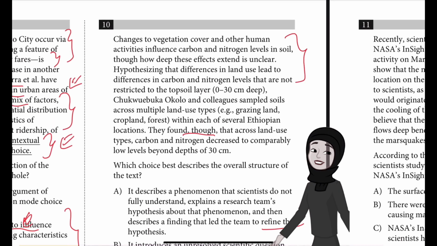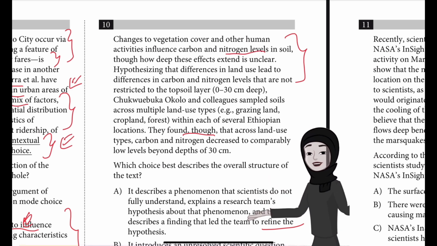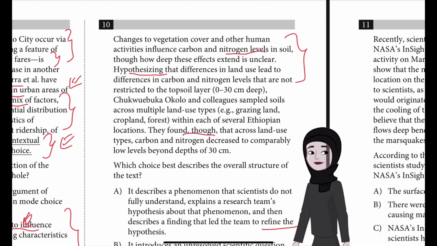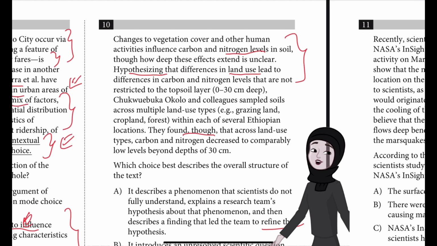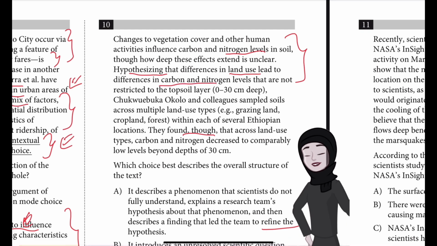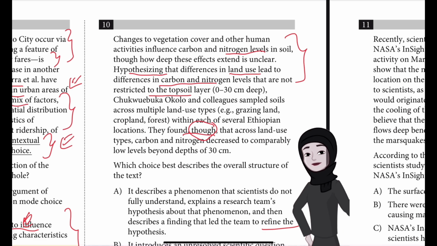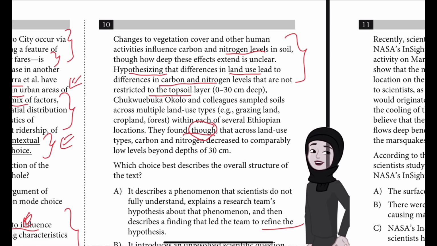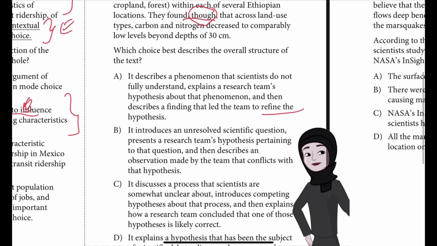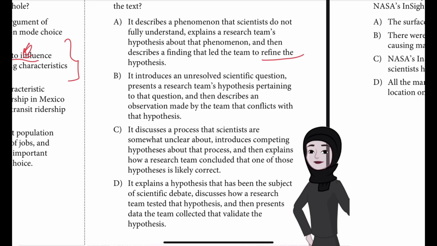So you can see that in the first part, changes to vegetation cover and other human activities influence carbon and nitrogen level. That part is said. And then hypothesizing that differences in land use. So if there is any difference in land use, that leads to differences in carbon and nitrogen levels that are not restricted to the topsoil layer, that is between 0 to 30 cm deep. But when they tested, they found though. So this is the something which they expected to find, but they found something else. So that is the key hint for you. So which do you think is the answer?